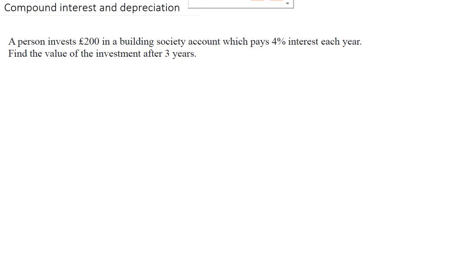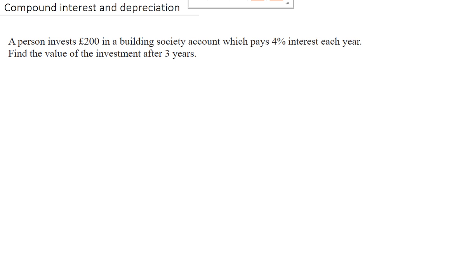In this video, we're going to talk about compound interest and depreciation. First of all, when you invest a certain amount of money, you expect that money to be worth more at the end than it was in the beginning when you invested it. That little bit more is called your interest. Now, what is compound interest? Compound interest is interest you get on your interest.